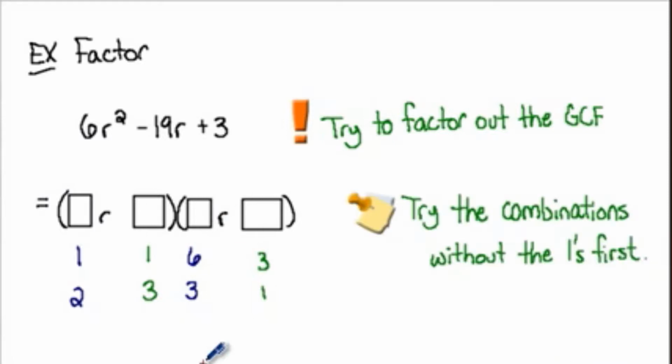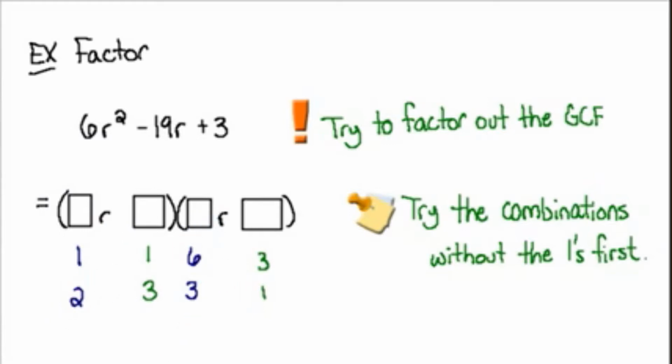Now, a little hint is that often authors are pretty predictable in how they write these problems, and they write them so that they factor to where they're not like a 1r times a 6r. They're usually like the 2r and the 3r. So here's a little hint. Try combinations without the ones first. I know that it's really just a tactic, but it does save time, especially when you're factoring, trying the factorizations without the ones. So in other words, instead of trying 1 times 6, I'm going to try the 2 times 3 first.